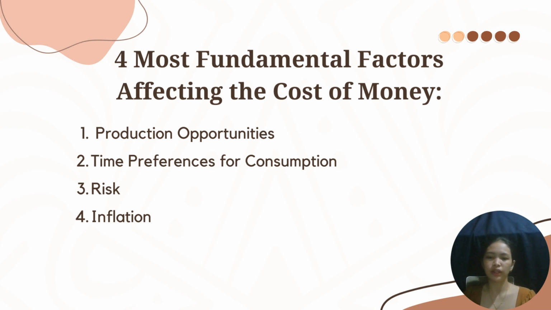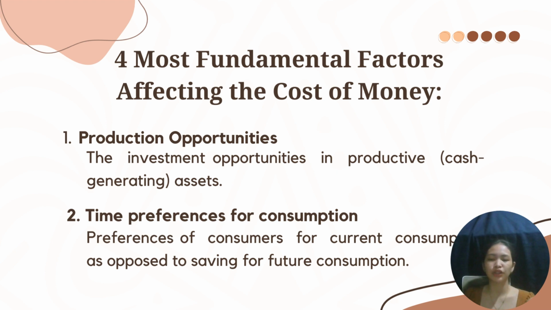Four most fundamental factors affecting the cost of money. We have production opportunities, time preferences for consumption, risk, and inflation. First, production opportunities. The investment opportunities in productive, cash generating assets. This is about the chances you have to make things and earn money. For example, if you have skills to make crops, your production opportunity is selling those crops for money.